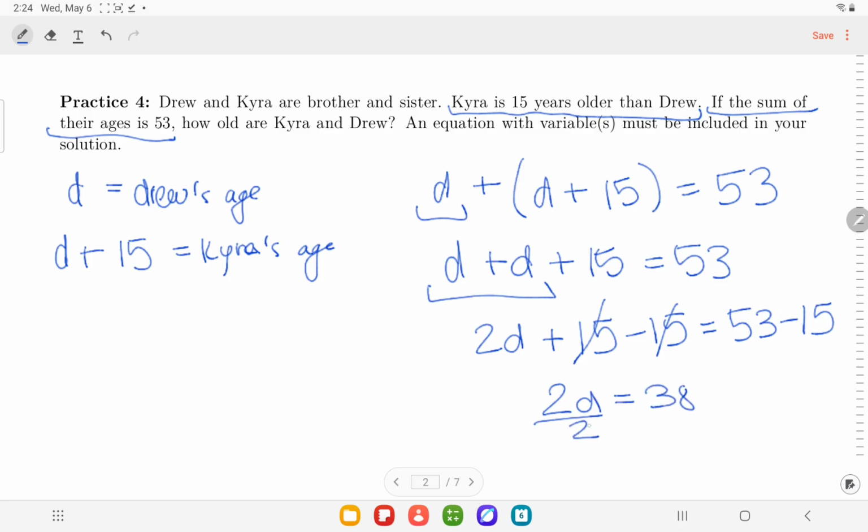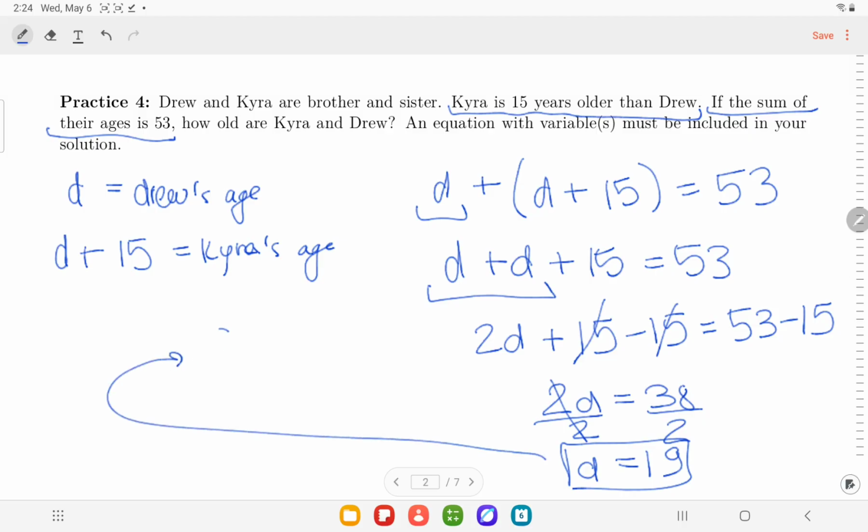And then divide by 2. And we find that Drew is 19 years old. But we're not done yet because we need to find out how old Kyra is. But we know that Kyra's age is D plus 15.